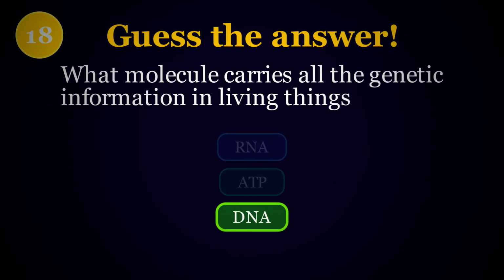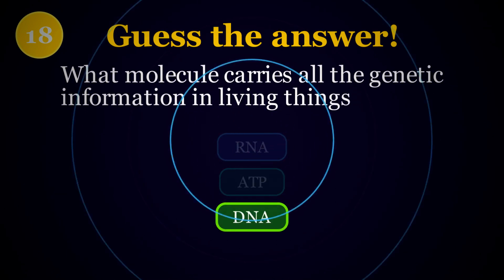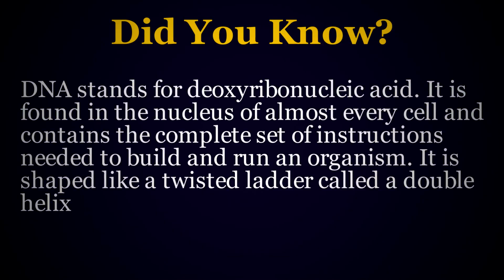The correct answer is DNA. Fun fact: DNA stands for deoxyribonucleic acid. It is found in the nucleus of almost every cell and contains the complete set of instructions needed to build and run an organism. It is shaped like a twisted ladder called a double helix.